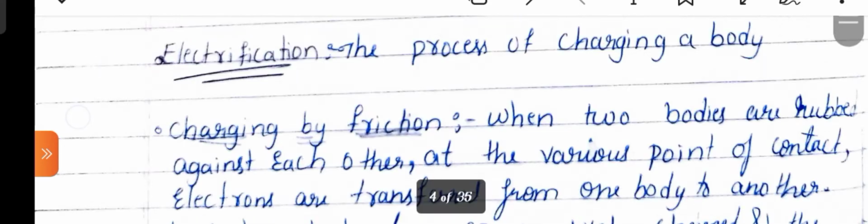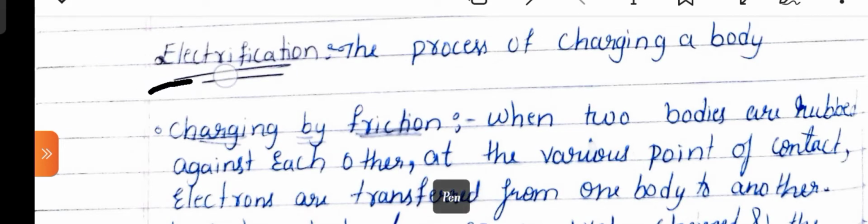Next one is grounding or earthing. Grounding or earthing is just a process of sharing some charges with the earth. So only this much we have to know. What is grounding or earthing? Grounding or earthing is a process of sharing the charges with the earth. The process of sharing the charges with the earth is known as grounding or earthing.